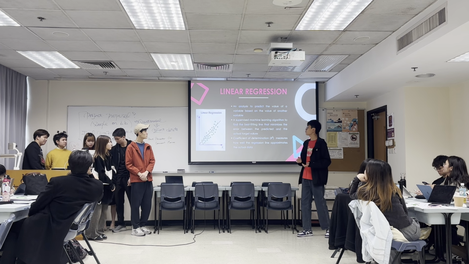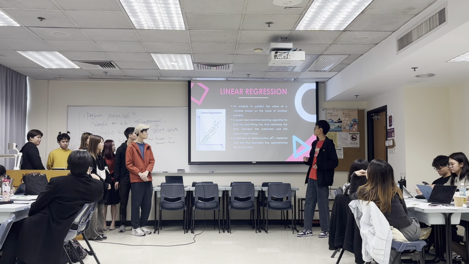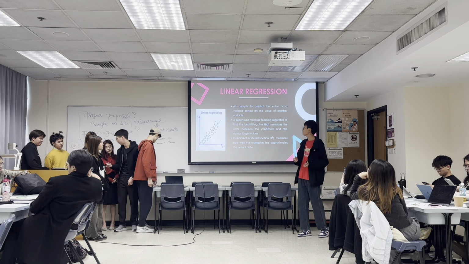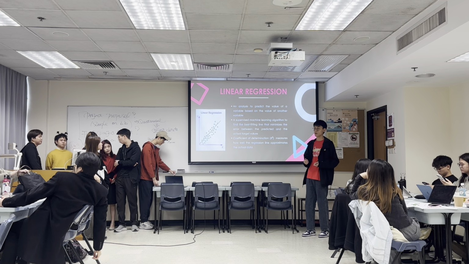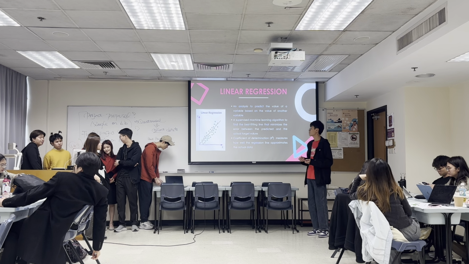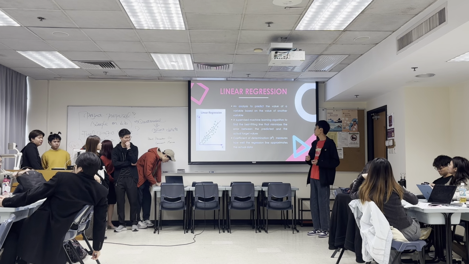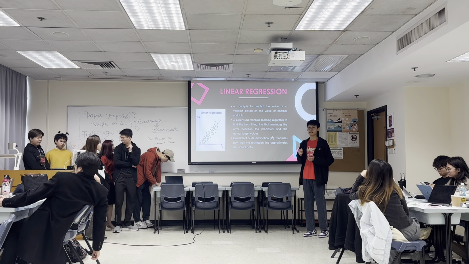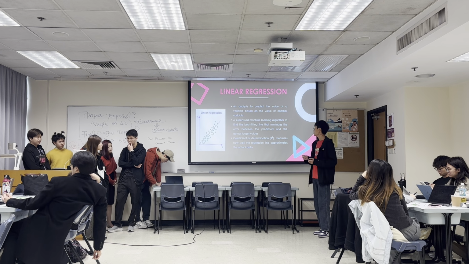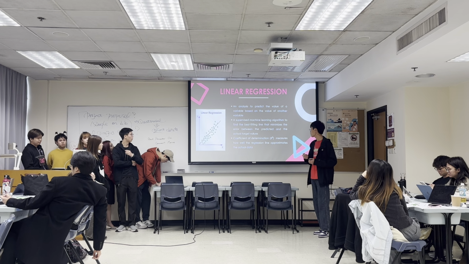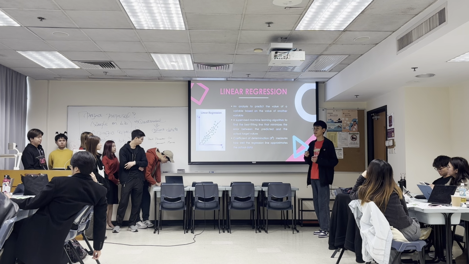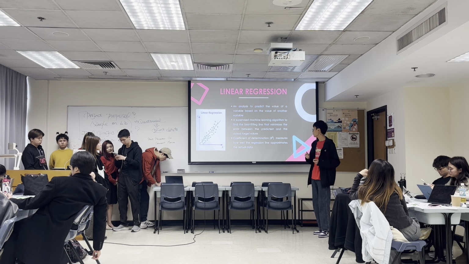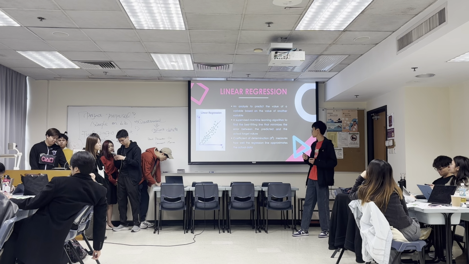The first type of regression would be linear regression. Linear regression is an analysis to predict the value of a variable based on the value of another variable. It is a supervised machine learning algorithm to find the best fitting line that minimizes error between the predicted and the actual target values. The coefficient of determination, R squared, measures how well the regression line approximates the actual data.